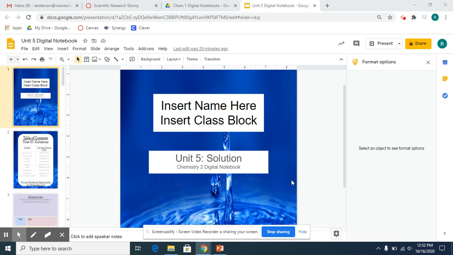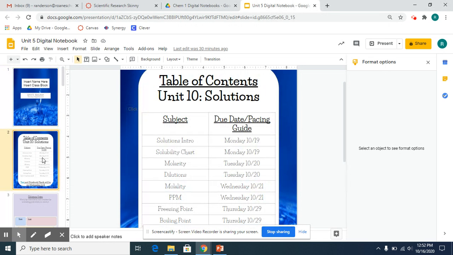Hello everyone, so today we're starting a new unit 5, which is solutions. Here is the table of contents. I know it looks a little odd, we're skipping a lot of days, so I want to go over what we're doing those days and why they're not on the table of contents. So today you're going to do solutions intro and the solubility chart.